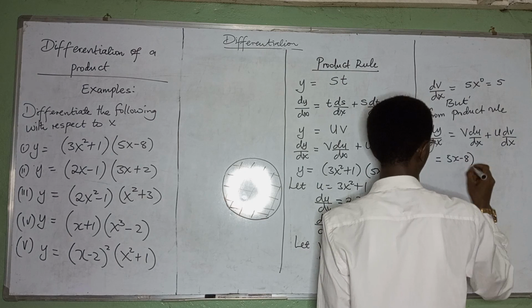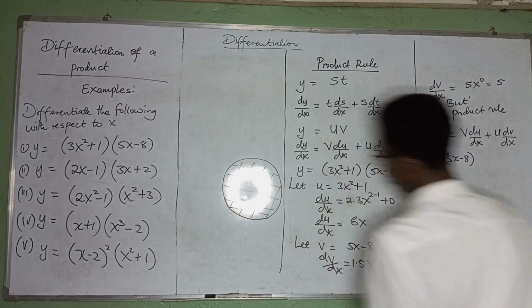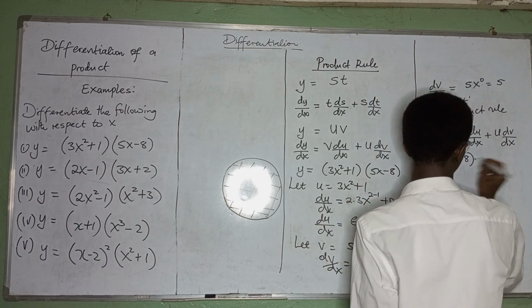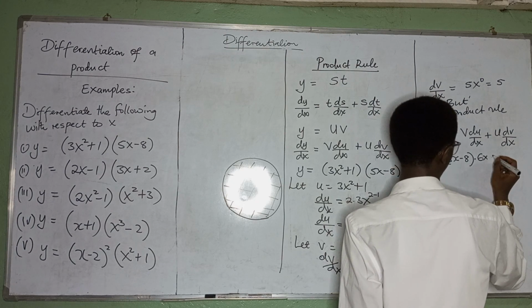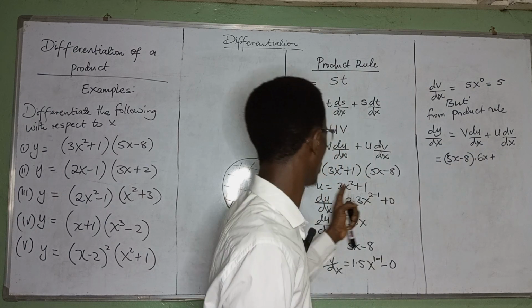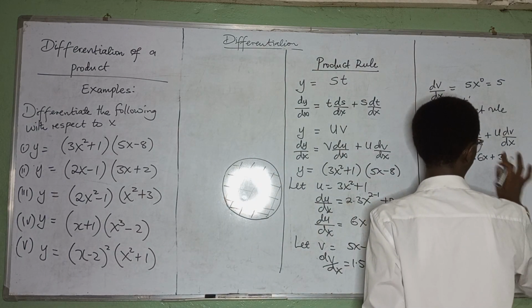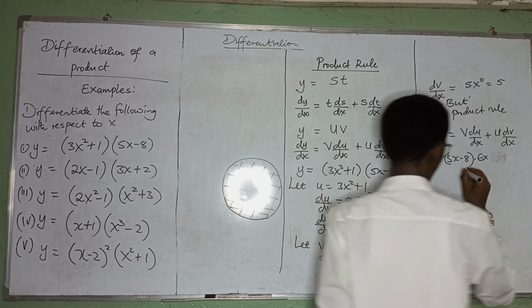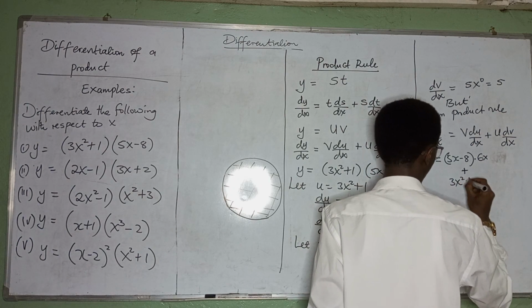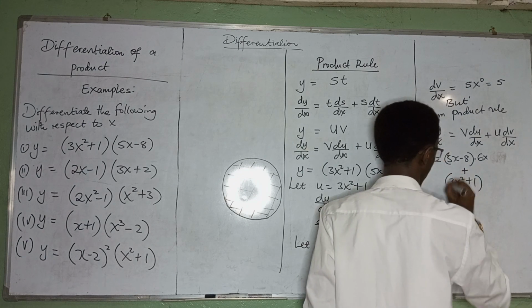So you write 5x minus 8 in one bracket, times what's your du by dx? When you differentiated, du by dx was 6x. So multiply this by 6x, then plus. Now the next thing, what was your u? Your u was 3x squared plus 1. So I'm going to write it here, plus 3x squared plus 1, and you close the bracket as well.